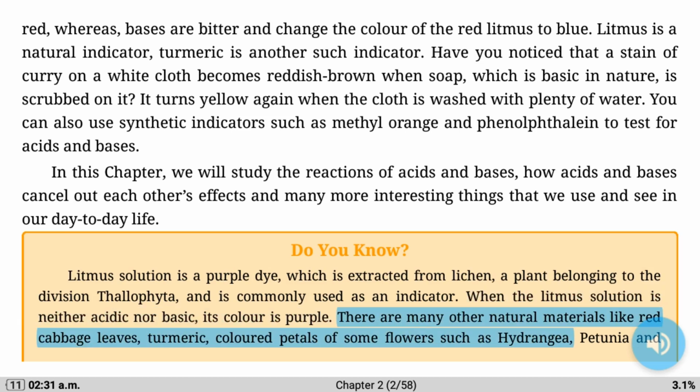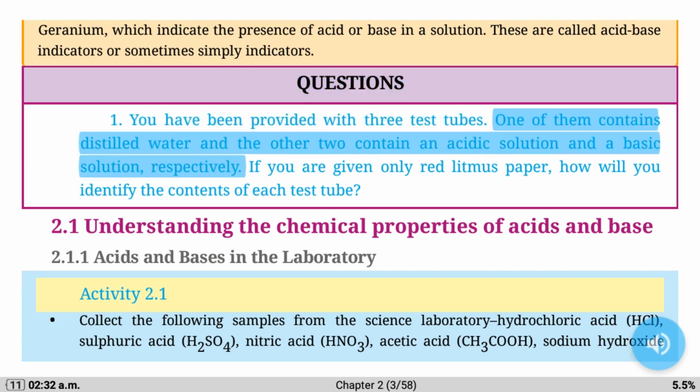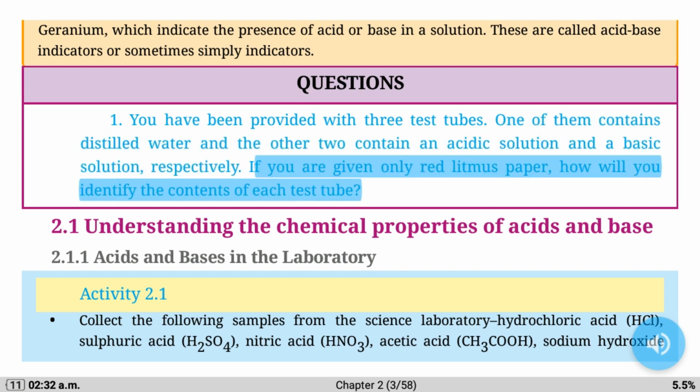There are many other natural materials like red cabbage leaves, turmeric, colored petals of some flowers, such as hydrangea, petunia, and geranium, which indicate the presence of acid or base in a solution. These are called acid-base indicators or sometimes simply indicators. Questions. 1. You have been provided with 3 test tubes. One of them contains distilled water and the other 2 contain an acidic solution and a basic solution, respectively. If you are given only red litmus paper, how will you identify the contents of each test tube?